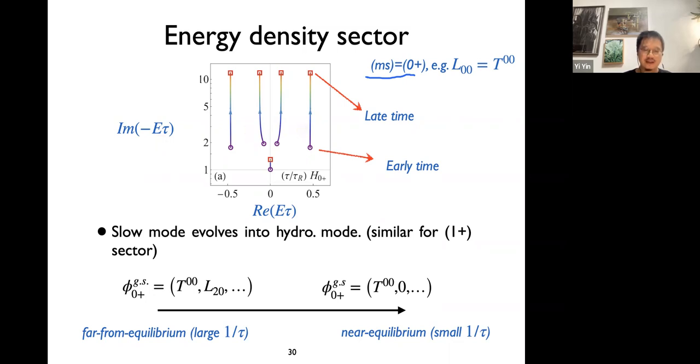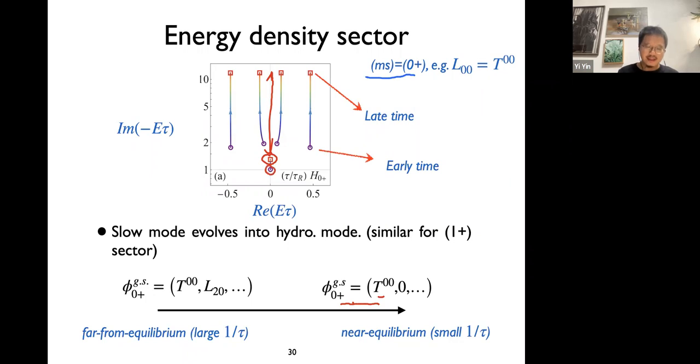From the purple to the right, we show the modes from the early time to the late time. Remember, the effective Hamiltonian that we are talking about evolves in time, so the eigenvalues and eigenmodes also evolve in time. What we found that is really interesting is this red circle. This is the eigenvalue at late time, and it is gapped from all the other modes. We checked the associated eigenvector: it is the collection of moments such that the only non-zero component is T00. So this is nothing but the conserved energy density, the usual slow mode in the hydrodynamic limit.